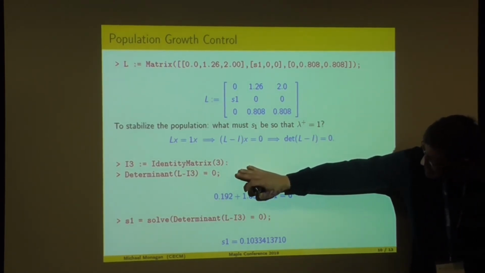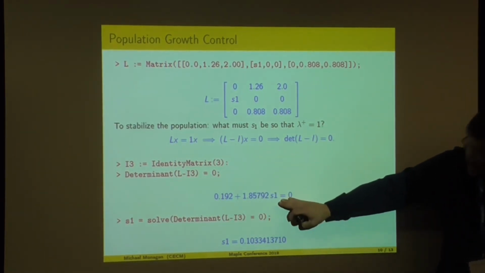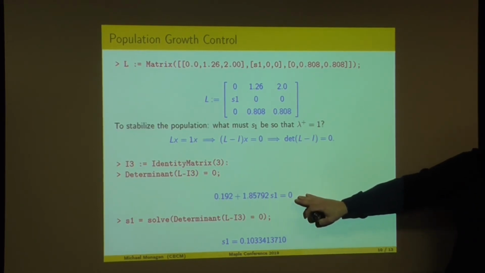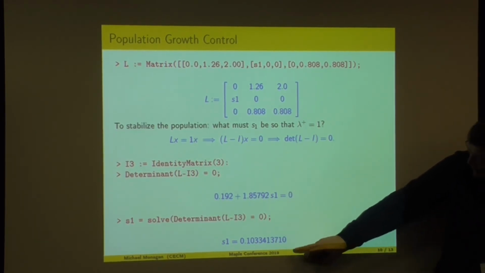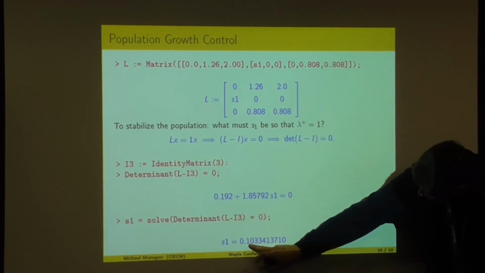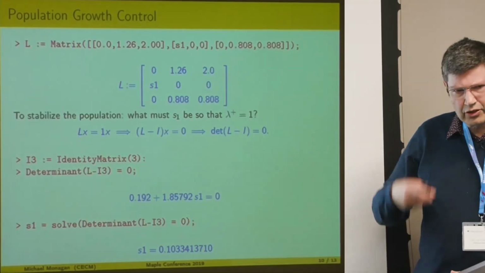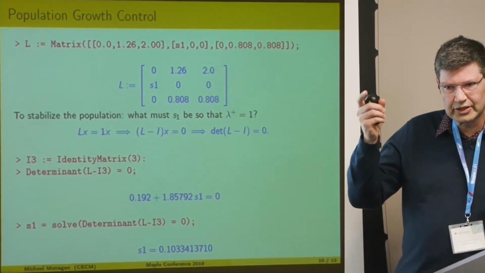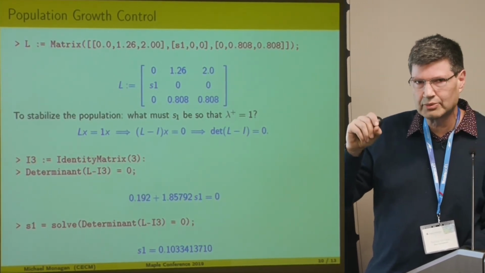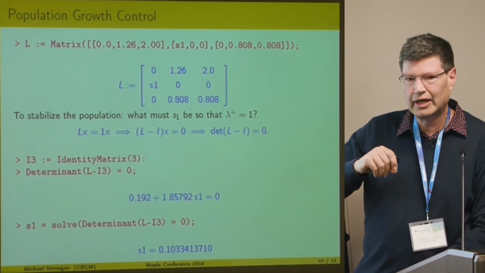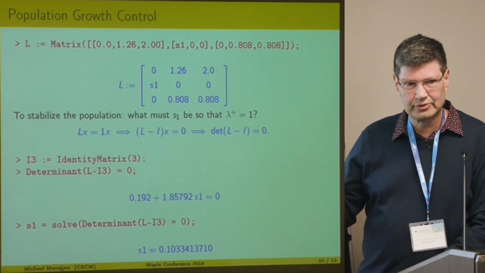construct an identity matrix, compute the determinant of L minus I3. It's a linear equation. Trivial to solve. Solve it. Now look at that number. S1 is 0.103. The old value of S1 was 0.61. 61% of the seal babies are surviving.